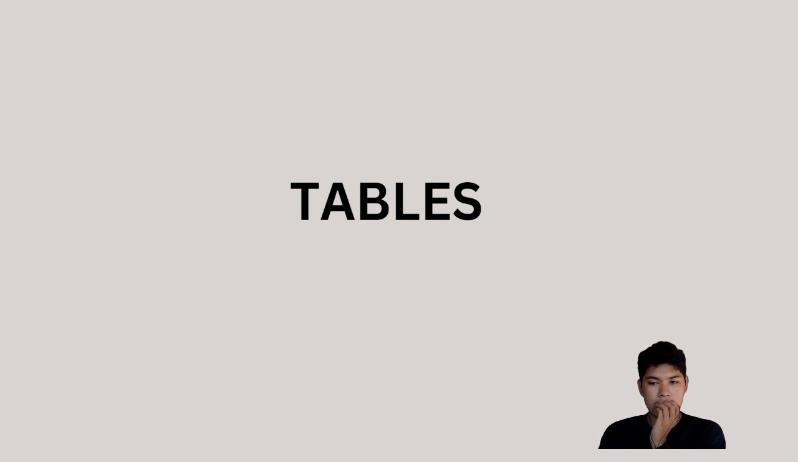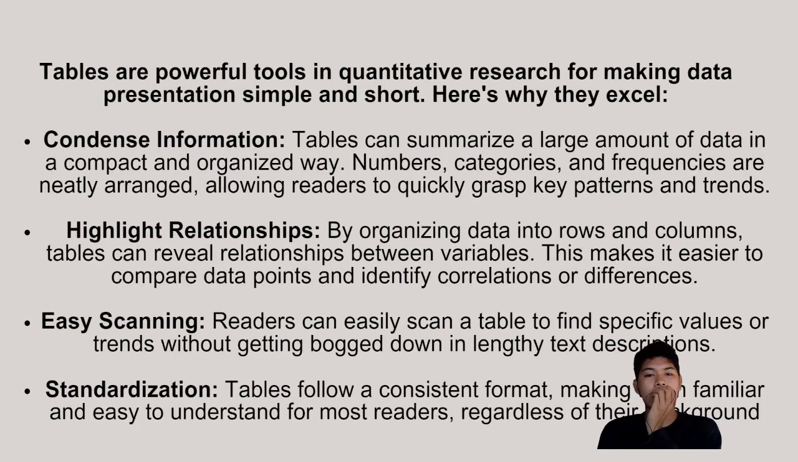So the next is tables. So tables are powerful tools in quantitative research for making data presentation simple and short. So here's why they excel. Condense information. Tables can summarize a large amount of data in a compact and organized way. Numbers, categories, and frequencies are neatly arranged, allowing readers to quickly grasp key patterns and trends.